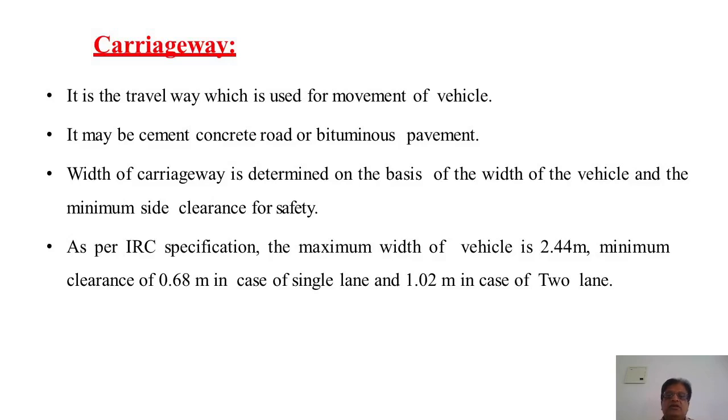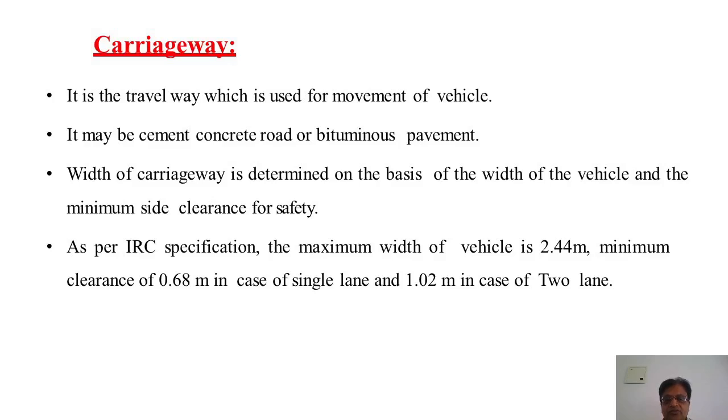Width of the carriageway is determined on the basis of the width of the vehicle and the minimum side clearance for safety. So, how much width should be provided for the carriageway? That mainly depends upon the width of the vehicle and also the side clearance. You should have a side clearance so that the overtaking vehicles can safely pass or travel.